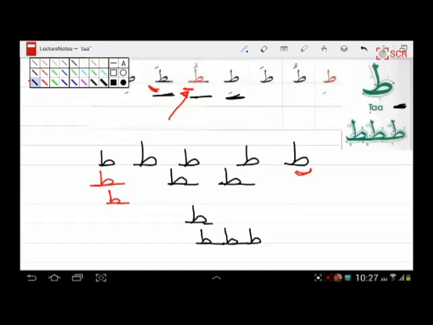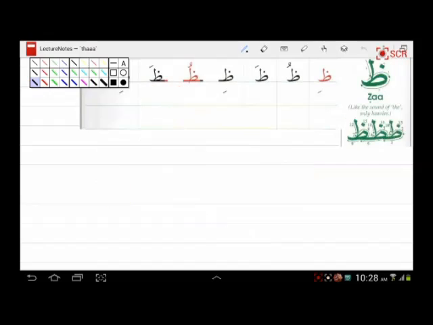Now let's take a look at the tha. So this is the main form, and this is initial, middle, and final. So, as it says in here, that's tha, and when you're pronouncing that, it's the same as the th in these words. Okay, so it's exactly like the ta, but only the dot is the difference.